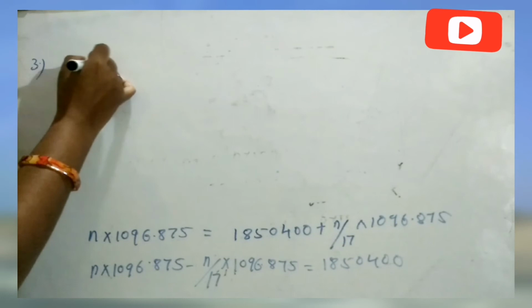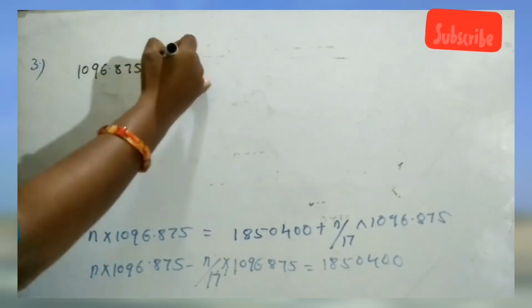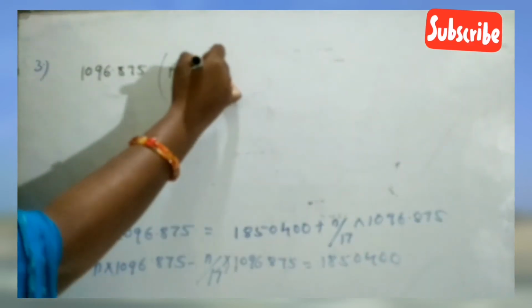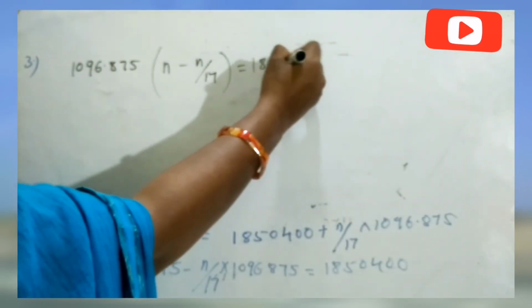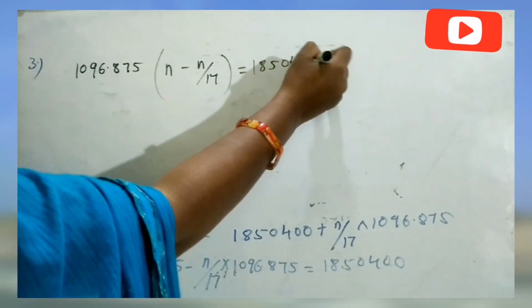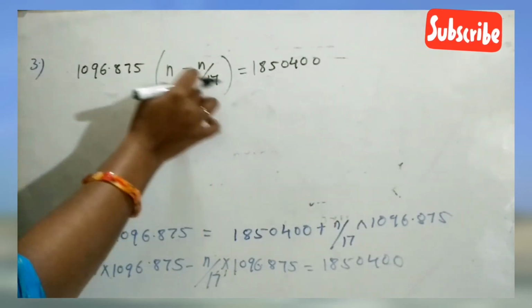Okay, I will take 1096.875 outside from those two terms. In the first term n will remain, and in the second term n by 17 will remain, and this is equal to 1850400. Now just take LCM inside this.